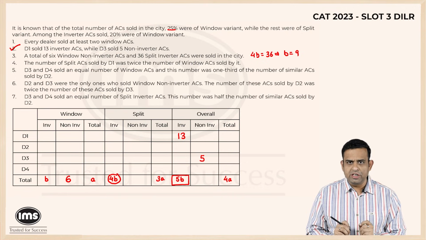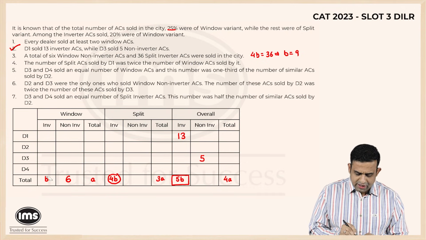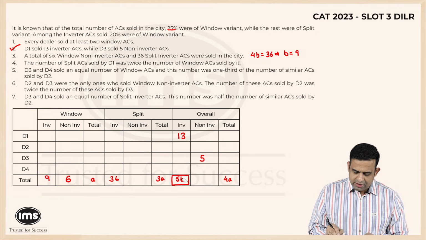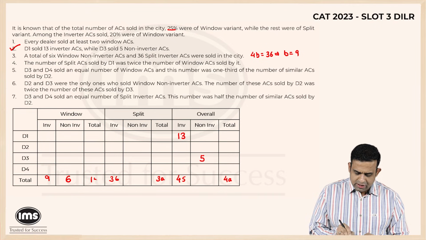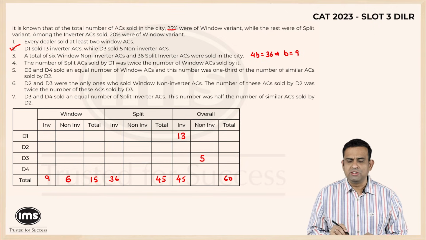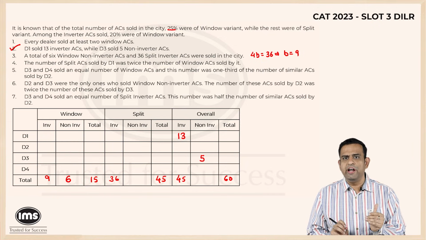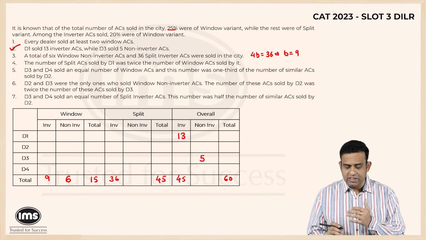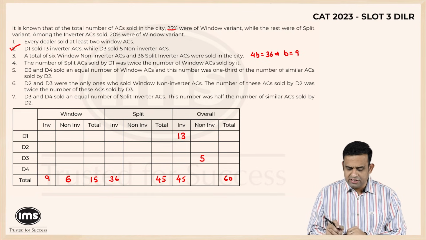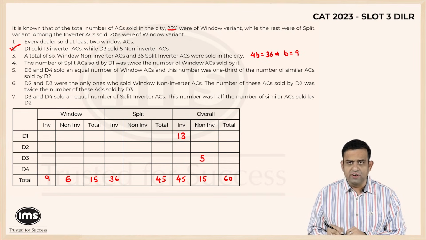The moment I use this information, if I put the value of B as 9 everywhere, then the term 4B is 36, and the term 5B becomes 45 here. Now this A over here is nothing but the sum of 9 plus 6, giving you 15. If A becomes 15, the term 3A will become 45, and the term 4A will become 60. So after reading points 1, 2 and 3, we find that the total number of AC sold is 60, of which 45 are inverter AC, which would mean the remaining 15 are non-inverter AC.